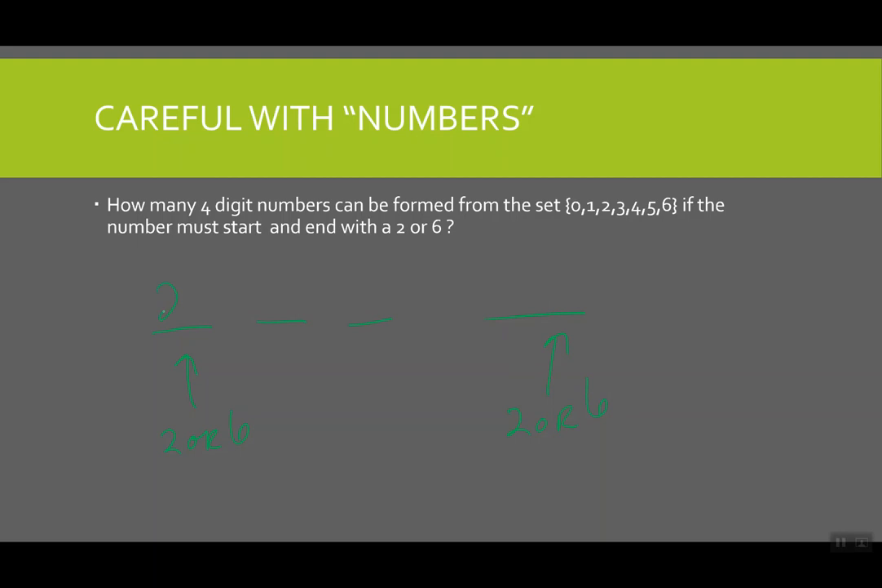Well, that means there's 2 choices for the first one. There's 2 choices for the last one. In the middle, I have 7 choices for each number. So here I have 2 squared times 7 squared. So 2 squared times 7 squared is 196.